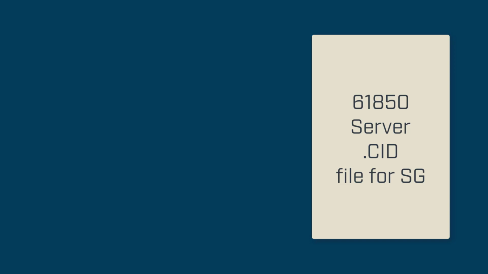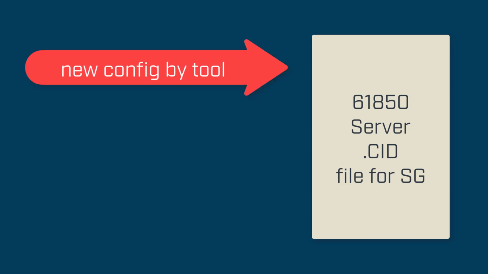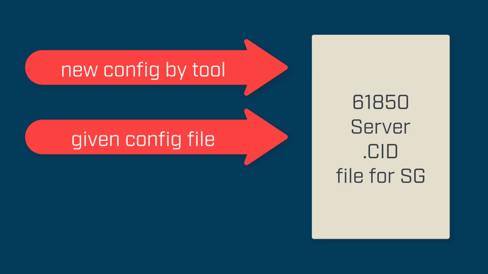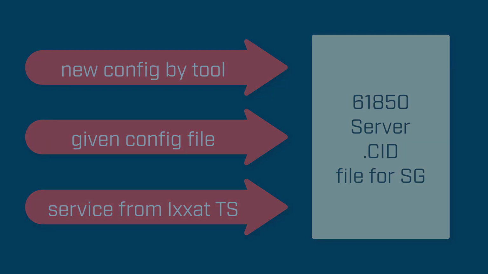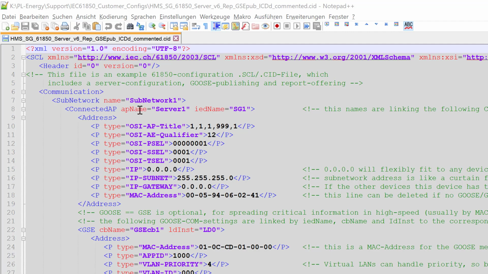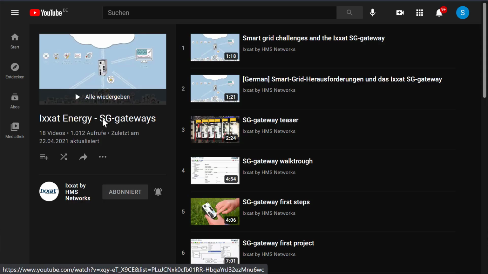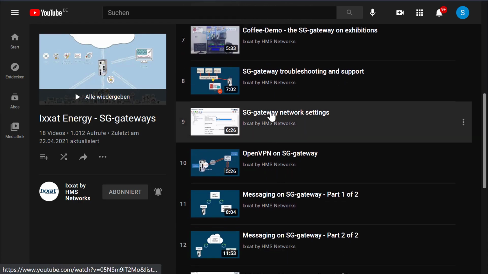Use a CID file you might get out of your configuration tool, from your IED configuration specialist or a service from IEC. Important is that the CID file states 0.0.0.0 as IP address. This can be easily checked and updated using any text editor. Using this IP, the server can use any available Ethernet interface of the SG Gateway. For limiting a server configuration to a specific Ethernet interface, the built-in firewall of the SG Gateway can be used. For network settings, please see our additional video and manual.